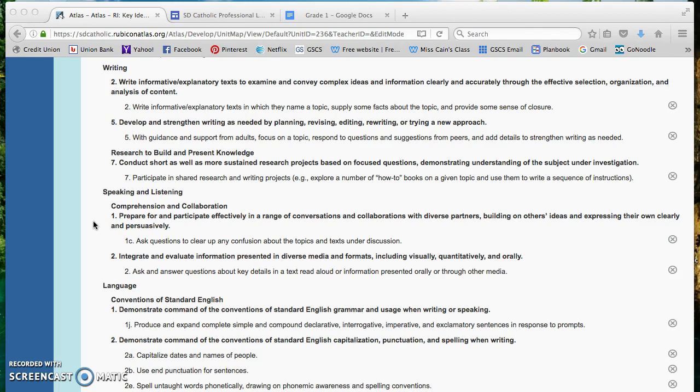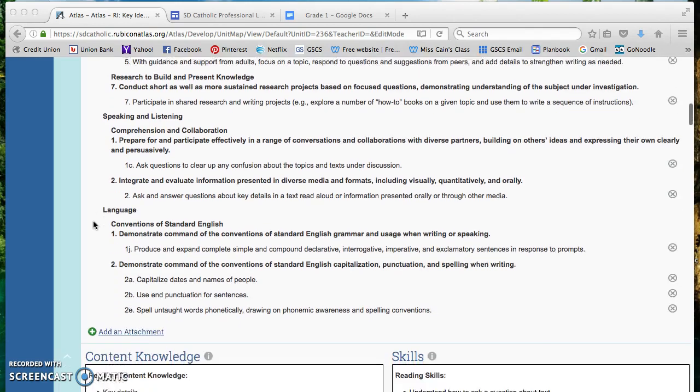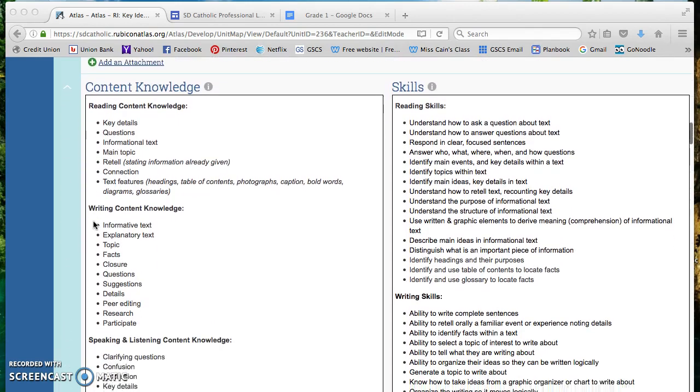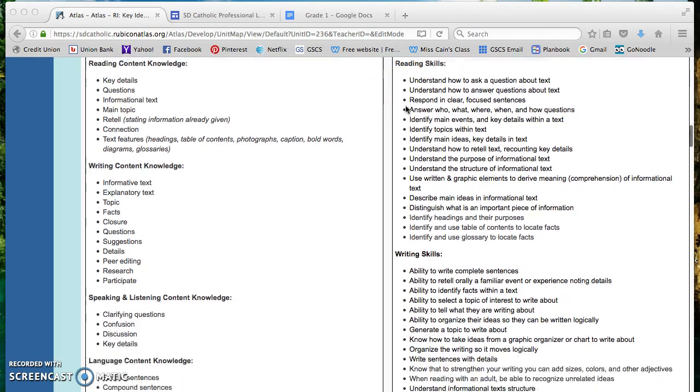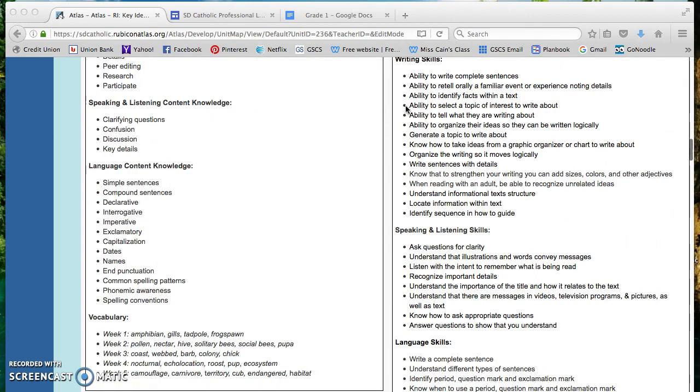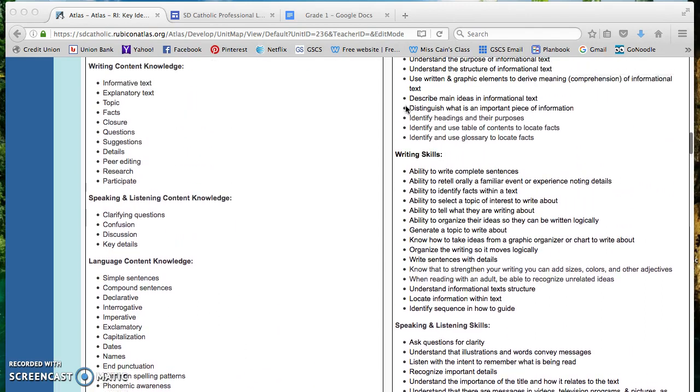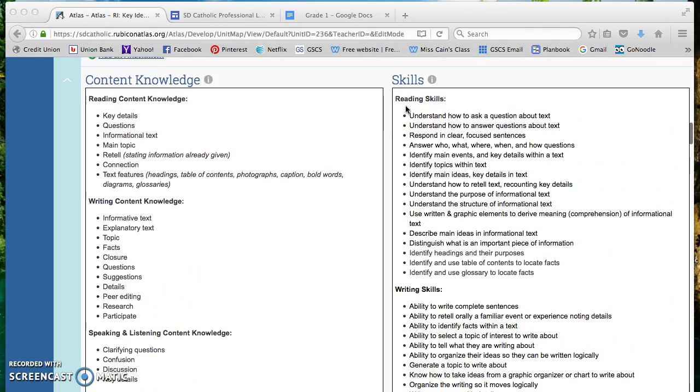So once I had all of my standards, I moved on to writing my skills and content knowledge. I started with writing my skills. Skills are action verb centered, and it's really what the kids are going to be doing in order to master the standards you will be assessing. In order to write my skills, I broke them up into reading, writing, speaking and listening, and language. And I actually used a skills bank that is provided on our professional learning website.